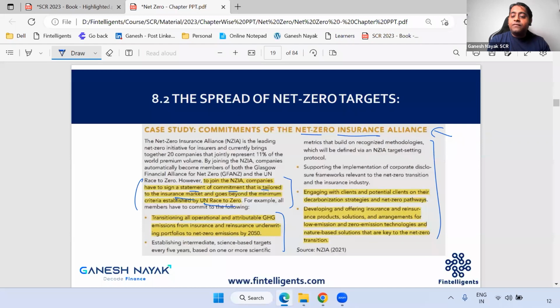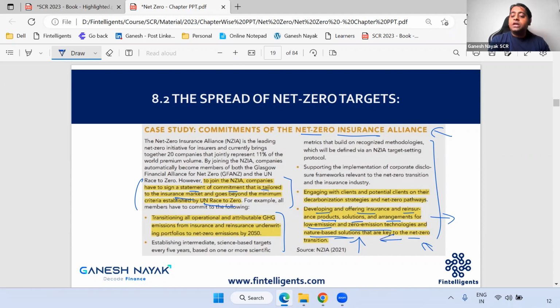If you read this entire point, the ultimate example is this: developing and offering insurance and reinsurance products, solutions and arrangements for low-emission and zero-emission technology. That means that as a member we'll have to give insurance facilities to something which is developing zero-carbon technology or a zero-carbon business. And while doing this, we should not ignore nature-based solutions. If you remember, in one of the previous chapters we had a table which talks about nature-based solutions. For example, you cannot just plant trees because that is not going to bring diversity. It is not going to be a permanent solution, right? So all of this is being discussed over here.